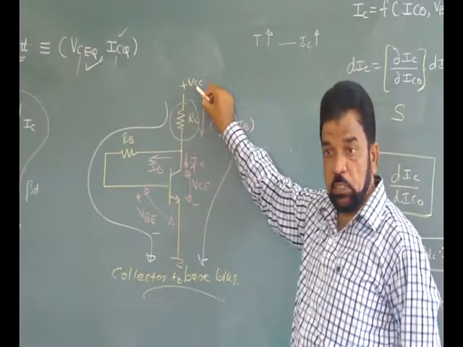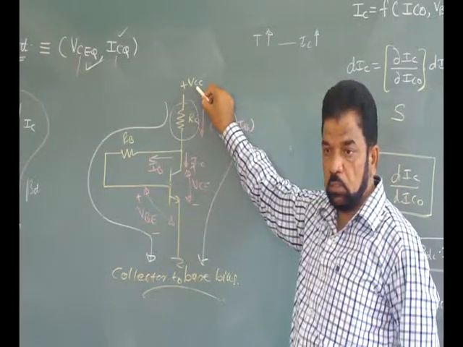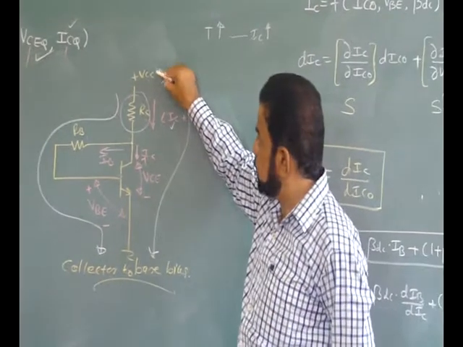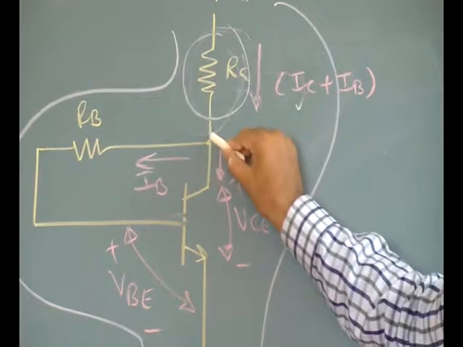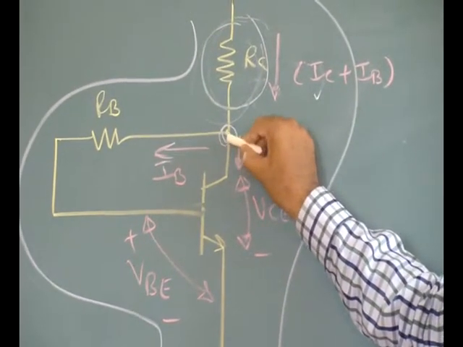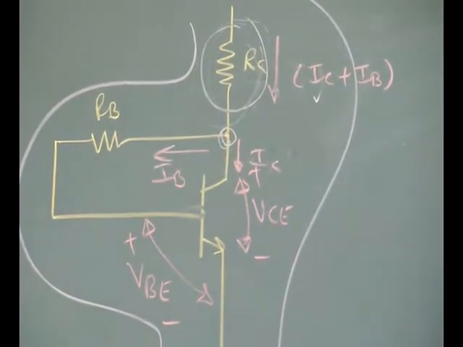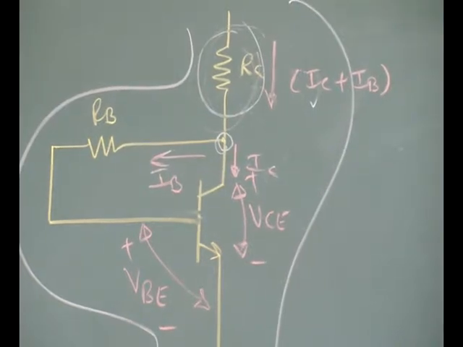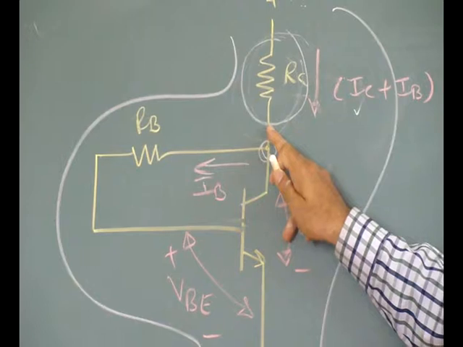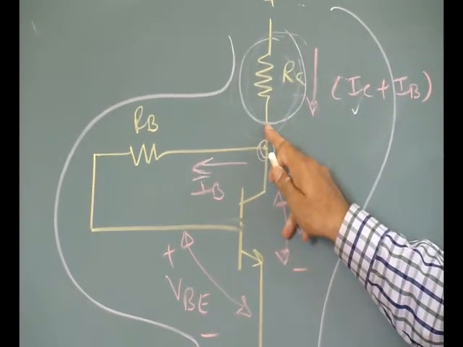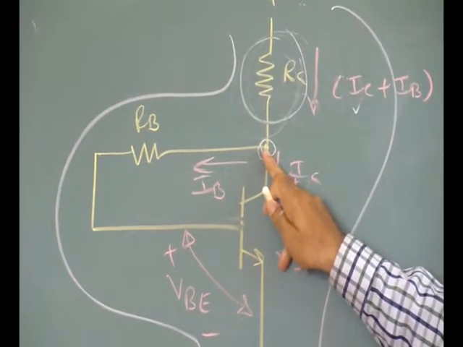ये supply क्या है? Fixed है. अच्छा चलेगा. So if this supply is fixed and if this voltage is increasing, clearly the meaning is the voltage at this point is decreasing. अच्छा चलेगा. ये voltage fixed है. और ये voltage क्या है? बढ़ता है. Accordingly with temperature. So definitely this voltage is decreasing.